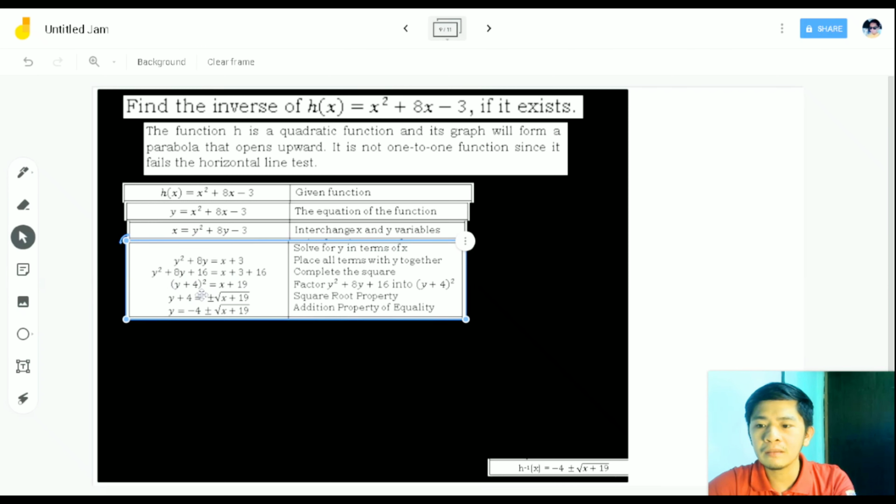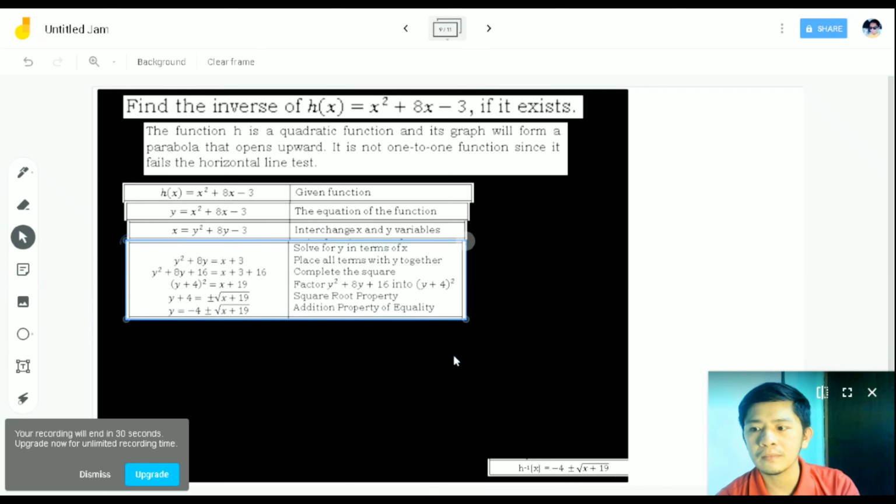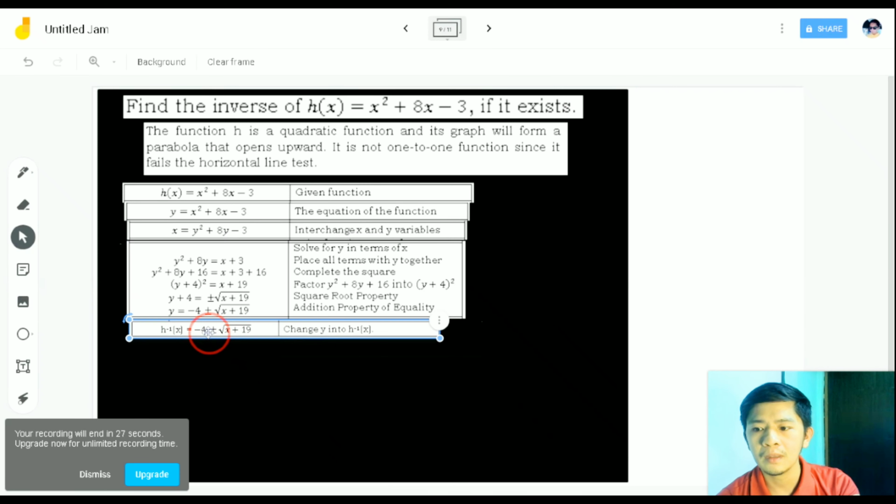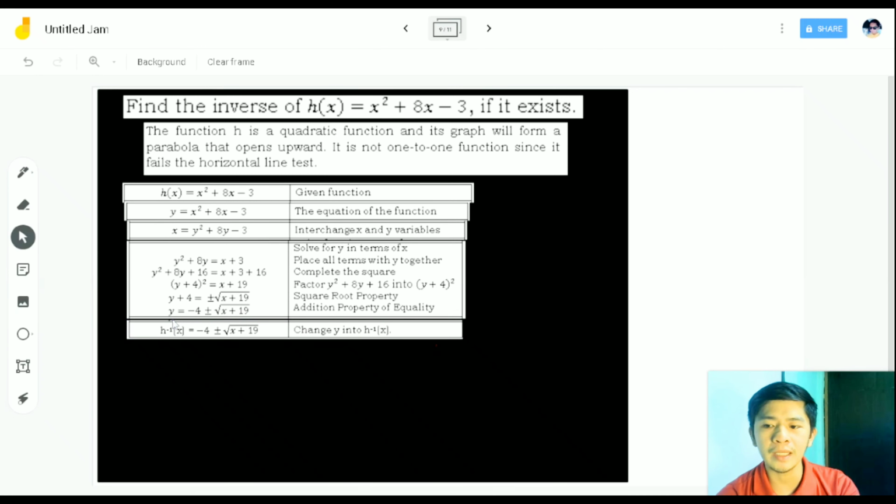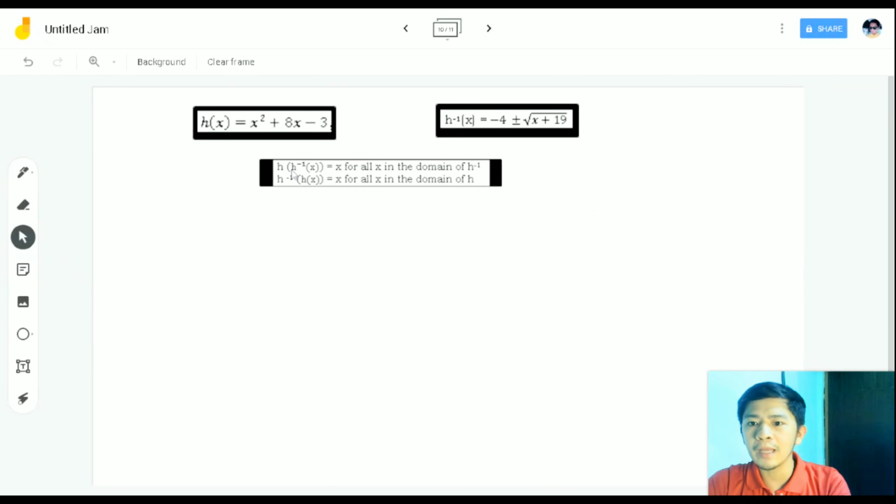So, to remove the square, it will become the square root of the other. So, positive and negative square root of x plus 19. So, para matira lang yung y, lipat mo na lang yung positive 4, it will become negative 4 plus and minus square root of x plus 19. Okay? So, next. So, since y na lang yung natira, palitan na natin siya ng h inverse of x. Okay, so i-check naman natin gamit ang mga properties ng inverse of one-to-one function.